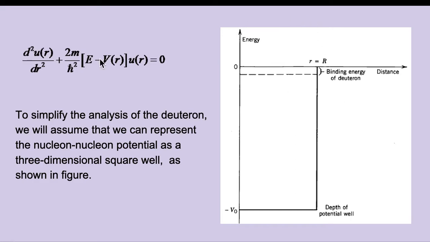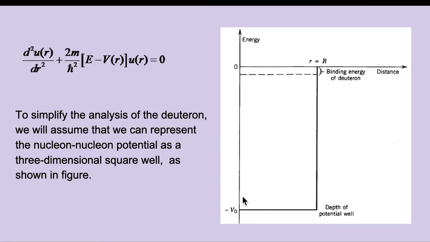So this was the equation that we have derived, d square u of r by dr square plus 2m by h cross square, E minus V of r, into u of r equal to 0, and we have already marked this as equation number 6. To simplify the analysis of the Deuteron, we will assume that we can represent the nucleon potential as a three-dimensional square well as shown in figure.